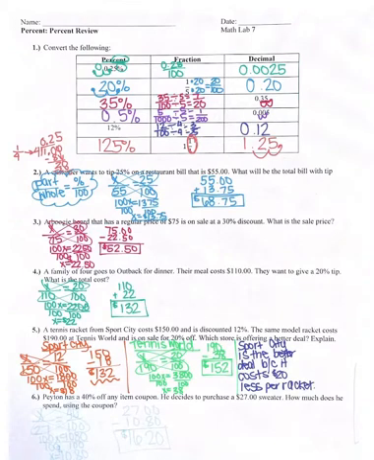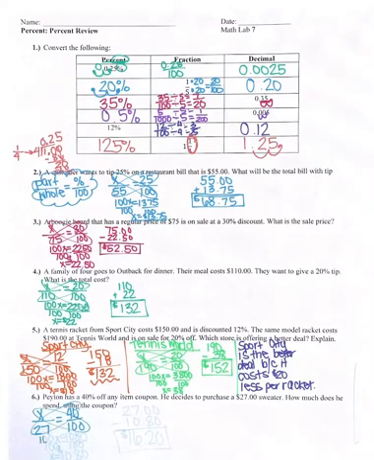All right. And last but not least, Peyton has a 40% off any item coupon. He decides to purchase a $27 sweater. How much does he spend using the coupon? So again, we're using that same proportion. So our part we don't know, we're going to label it X. Over our whole, the total cost is $27. 40% is our discount.